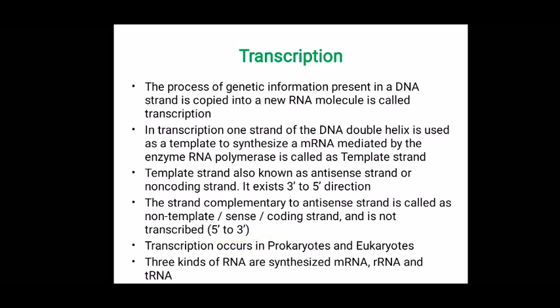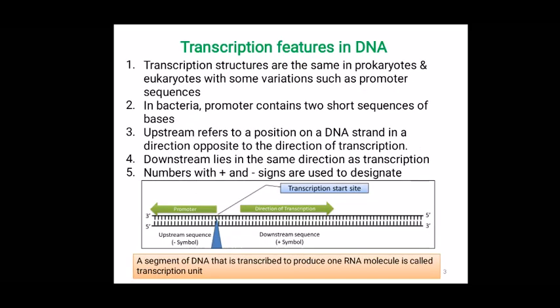Transcription occurs in both prokaryotic and eukaryotic systems, and there are three kinds of RNA synthesized by this process. They are namely mRNA or messenger RNA, rRNA or ribosomal RNA. The transcription features of DNA.